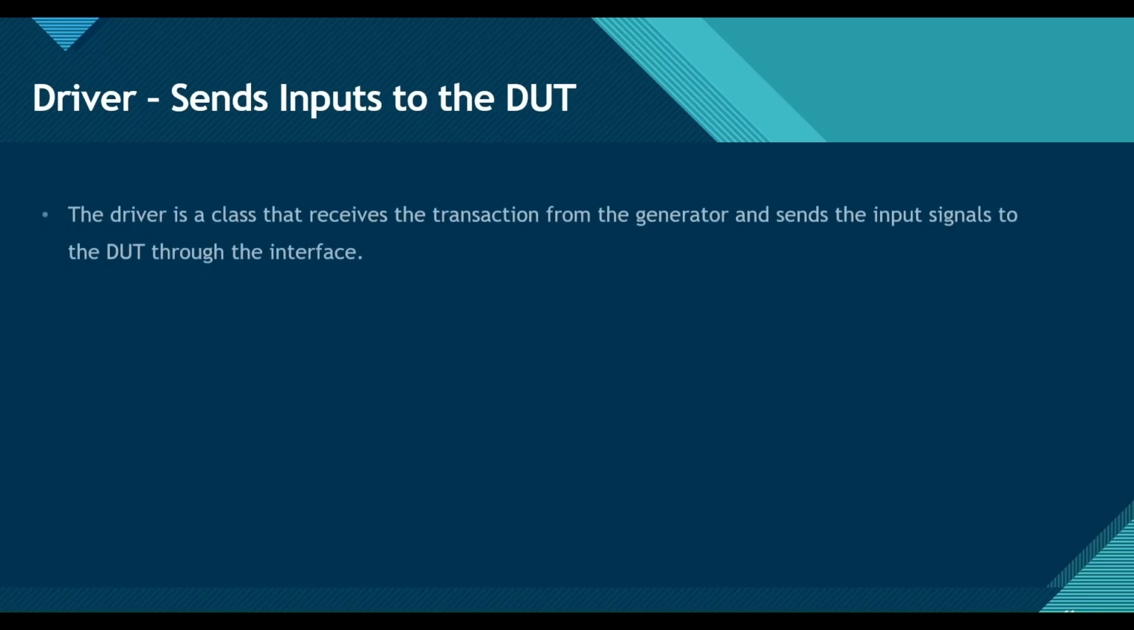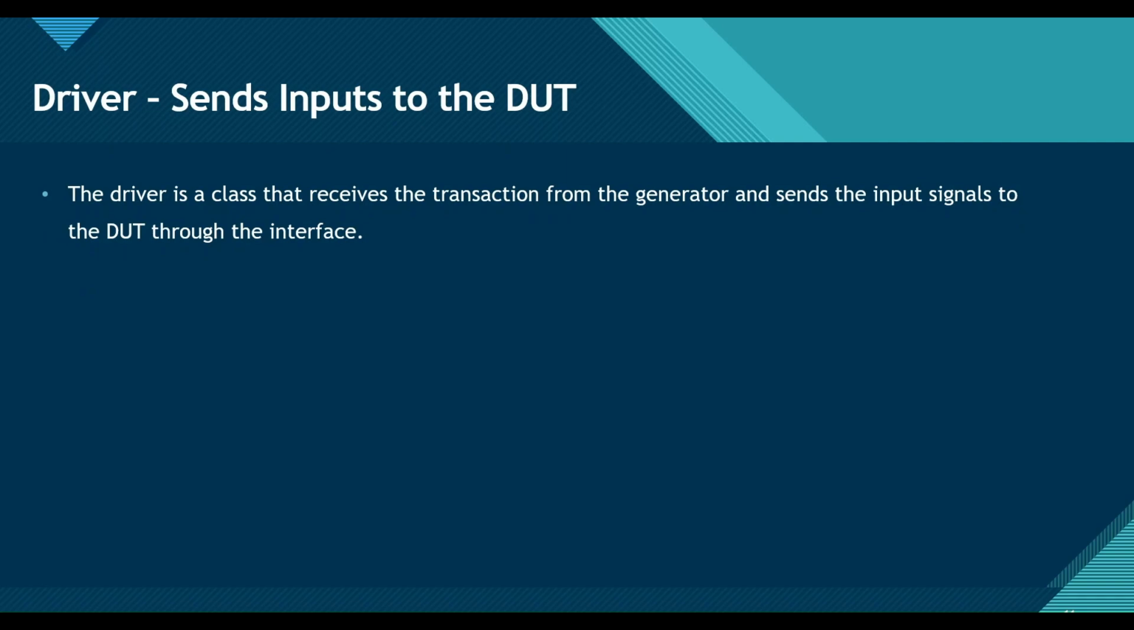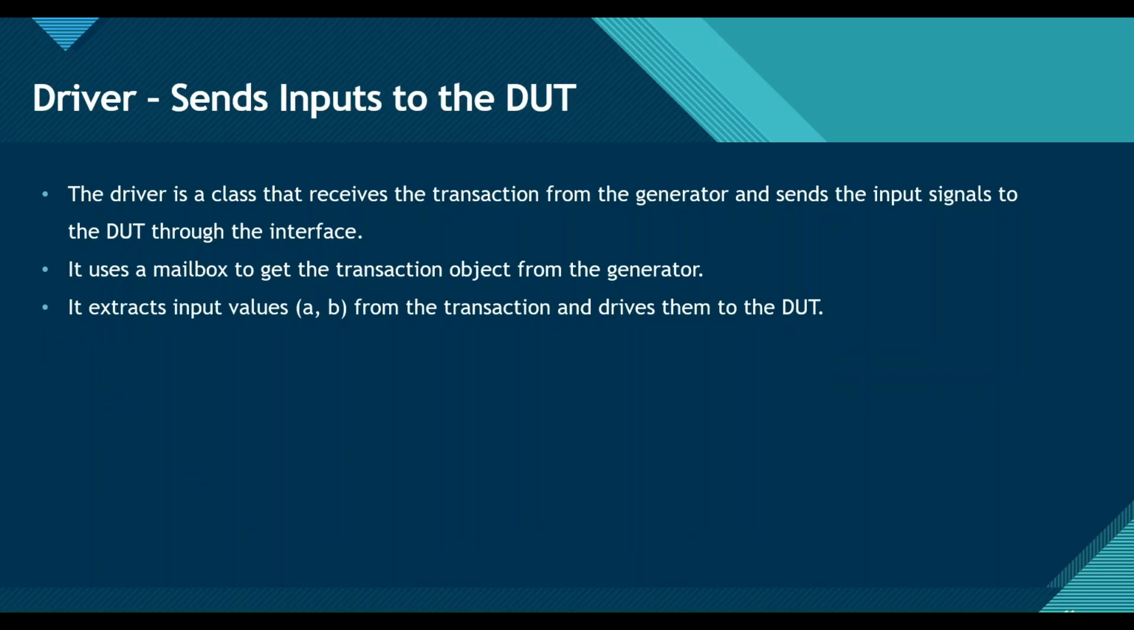Driver sends the input to DUT. The driver is a class that receives the transaction from the generator and sends the input signal to the DUT through the interface. It uses a mailbox to get the transaction from the generator. It extracts the input values A and B from the transaction and drives them to the DUT.